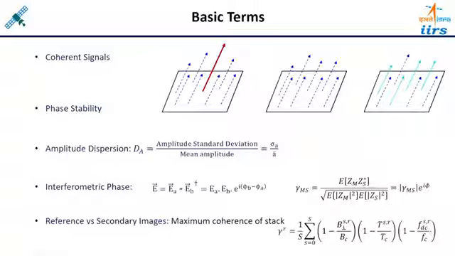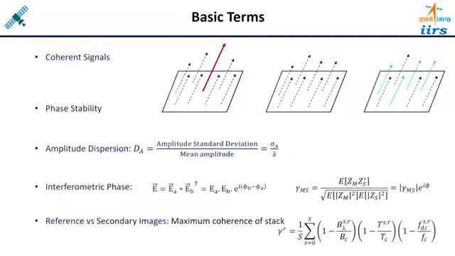So the point is the actual perpendicular baseline is always less than the critical baseline, and the same term is here: 1 minus Tsr upon Tc. Tsr is the temporal baseline between the secondary and the reference image, and Tc is the critical temporal baseline. What is the temporal baseline?